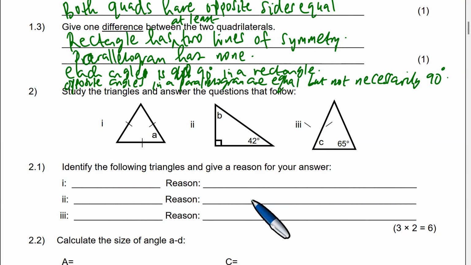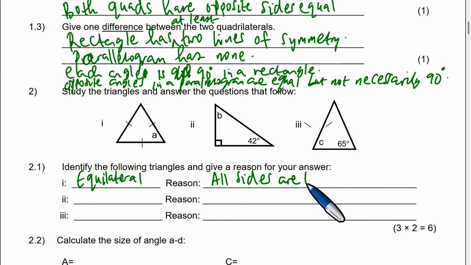Okay, all the sides are equal to each other, and therefore it's called equilateral. Why is it called equilateral? All sides are equal, or all sides are the same length. Okay, now what do you think shape two is?